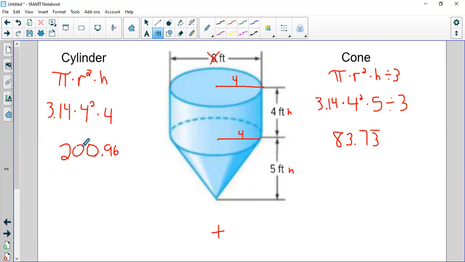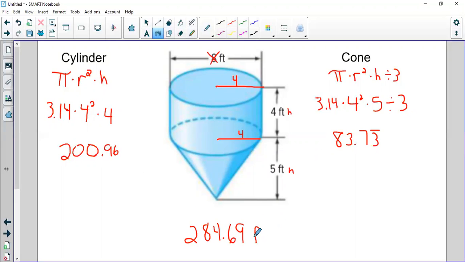All right, so now I'll add those together. 200.96 plus 83.73 repeating. I will round it off to the nearest hundredths place. I almost always round these to the nearest hundredths place just because pi is rounded to the hundredths place, so I stay consistent with the point where it's rounded. Sometimes a problem asks you for a tenths place, but since pi as a decimal is rounded to a hundredths place, I stay consistent with that. So add these together, and you get a grand total of 284.69.